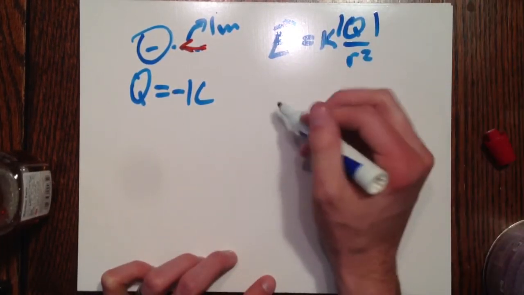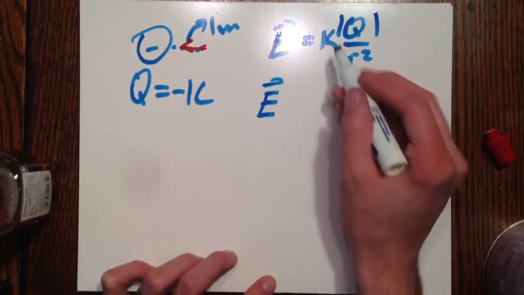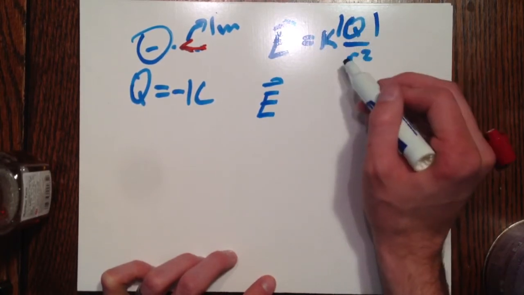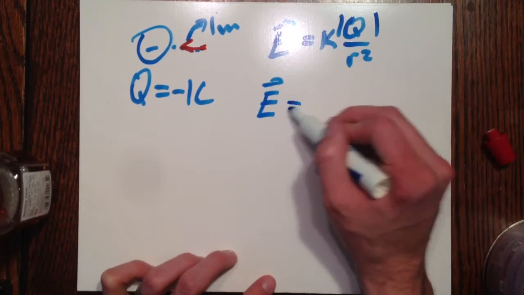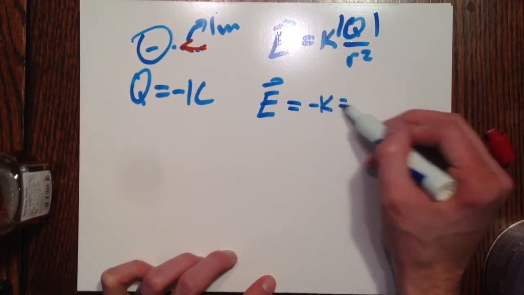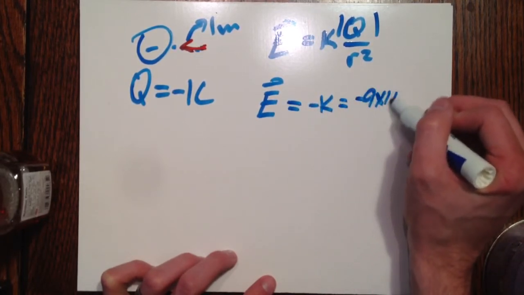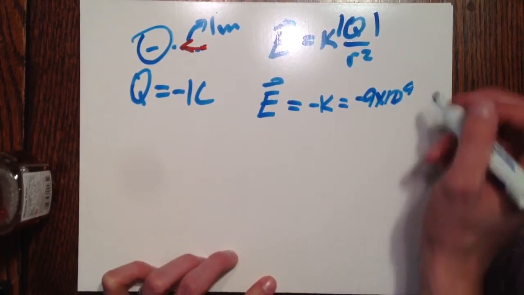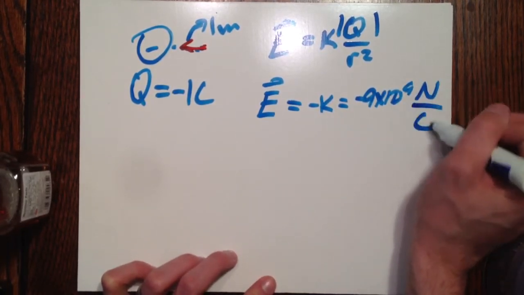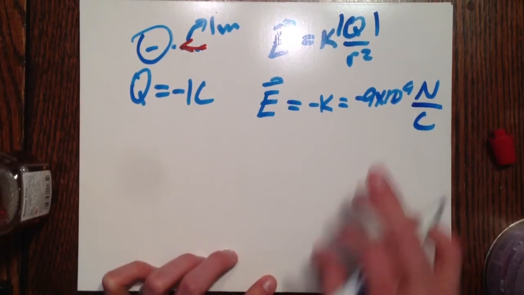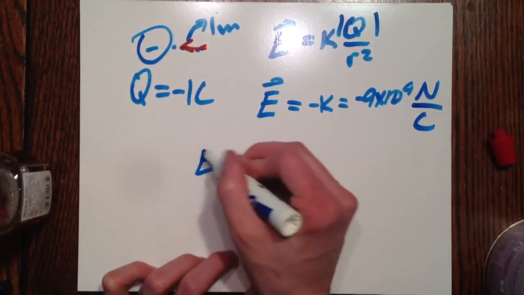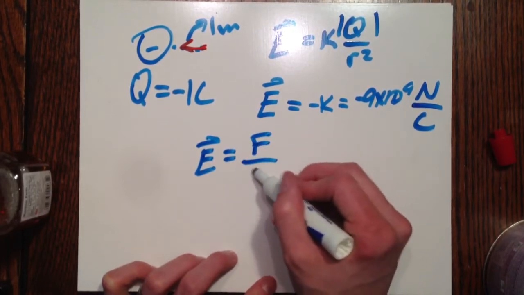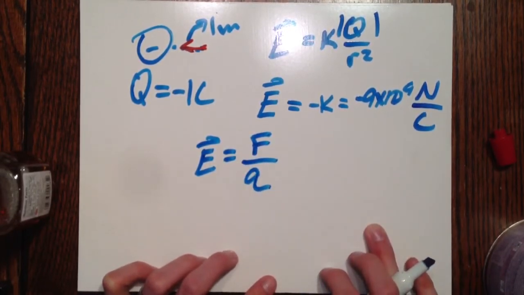So I would have an electric field, and it would be negative K Q over R squared. Well, Q is 1 and R squared is also 1. So my electric field would just be negative K, or negative 9 times 10 to the 9th. Now, the units on electric field are newtons per coulomb. And that's useful because we get an equation, electric field is force divided by charge.